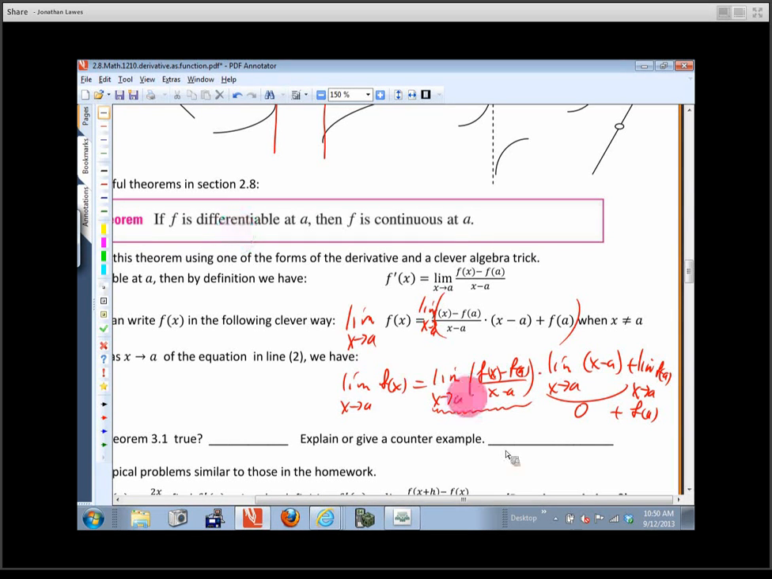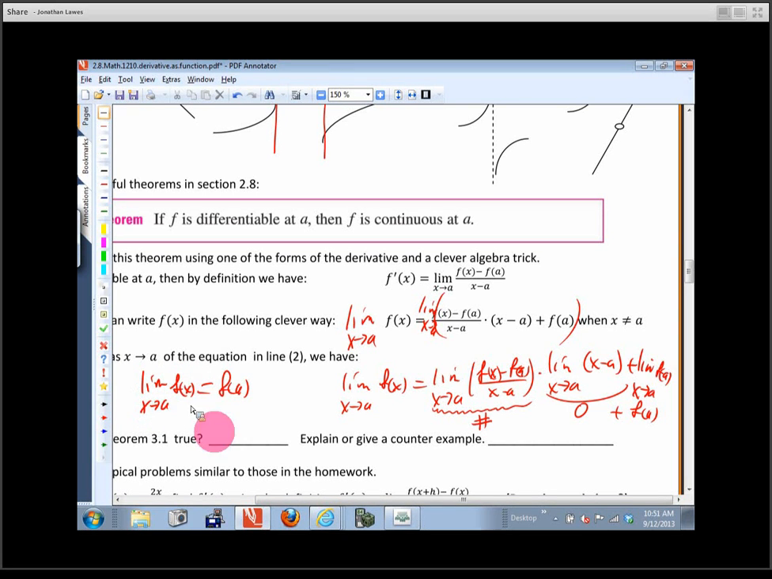So the point is not necessarily what is this or what could we use to represent this. The point is it's differentiable, so that limit exists. It's a number. So what is a number times 0 plus f of a? What's a number times 0 plus f of a? f of a. So this side is f of a, and this side, I didn't mess with that at all. It's just the limit as x approaches a of f of x.